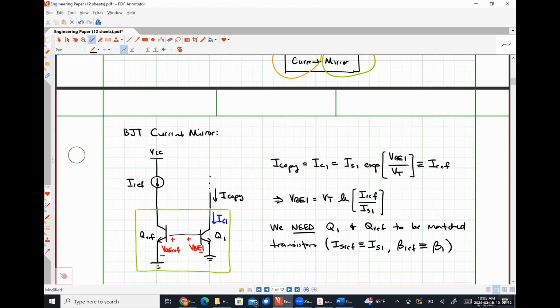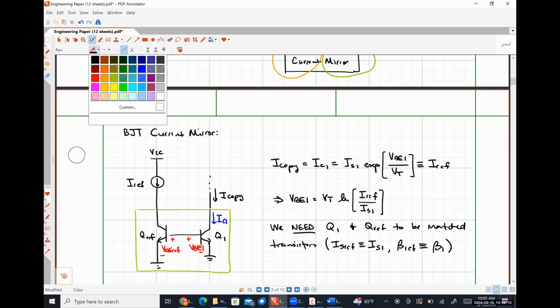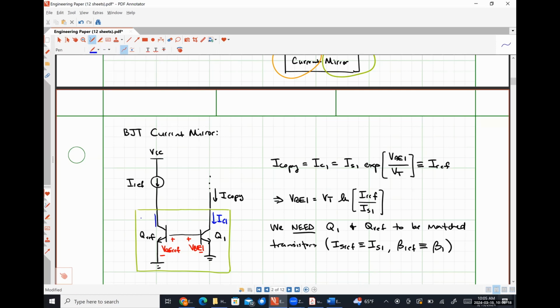Now, we have a little bit of a problem here. Let me draw in IC ref really quickly. Can anybody tell me what the problem is? We have two NPN BJTs here, right? So what direction should the base currents flow? So we should have a current flowing in here. Let's call this IB1. And we should have a current flowing in here. Let's call this IB ref. Does anybody see why that might be a problem?